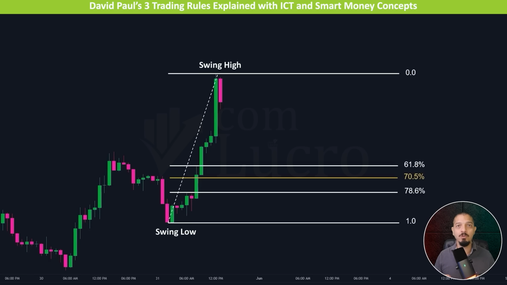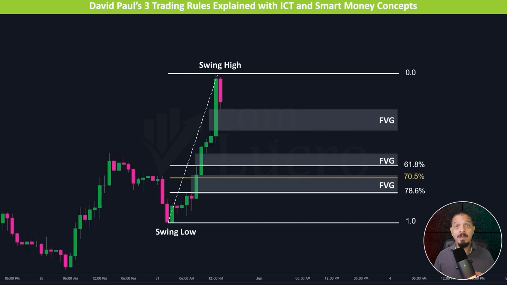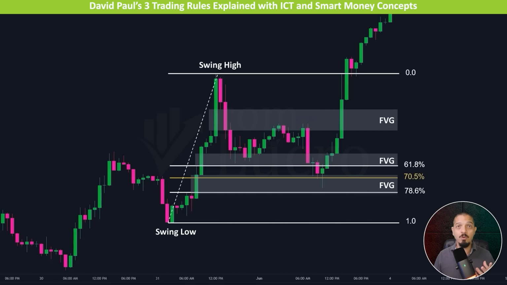Now, if we look to the left side of the chart, we can see that the most recent impulsive move has formed several fair value gap areas, one of which aligns directly with the optimal trading zone. When price retraces into these zones, they can act as support and potentially drive price higher.